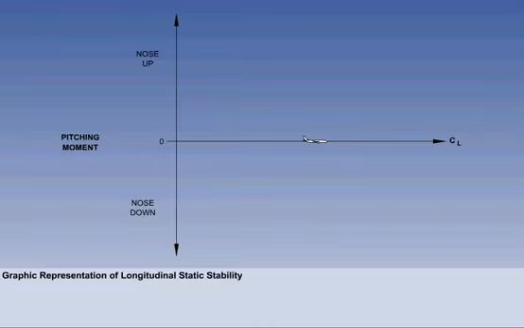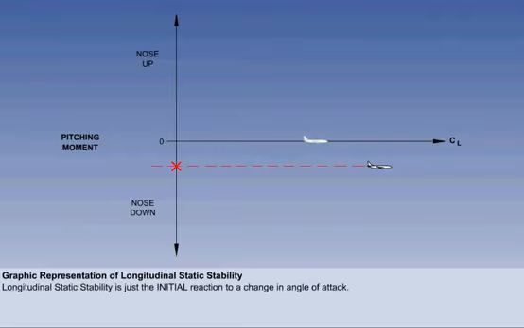An upward acting gust has increased the lift coefficient. And because the aircraft has some longitudinal static stability, it will generate a nose-down pitching moment. The nose-down pitching moment will start the aircraft back towards equilibrium. Remember, longitudinal static stability is just the initial reaction to a change in angle of attack.